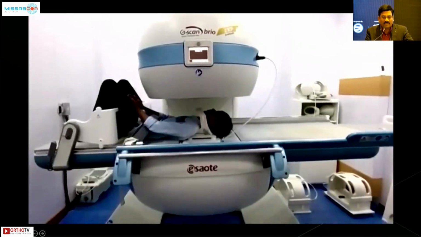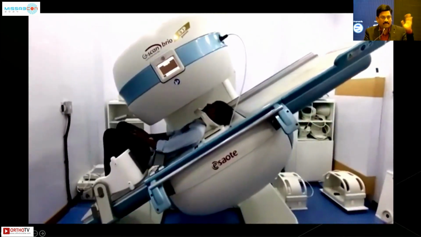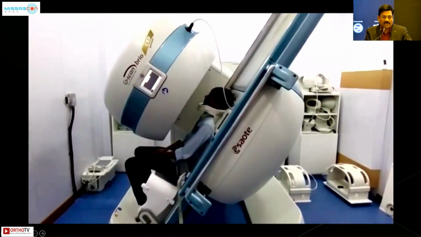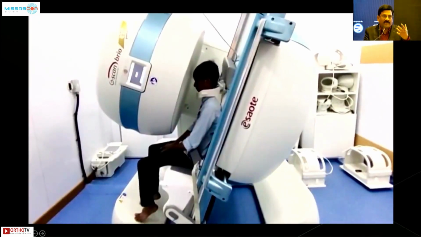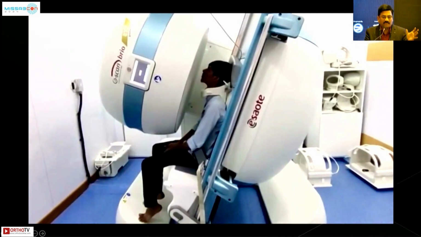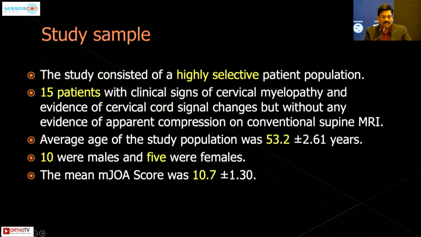So we have access to this kind of MRI where we can make the patient sit, and we can have the head loading on and ask the patient to go into flexion and extension, and we can get an MRI. The amount of head weight, which is approximately 6 to 10 kgs depending on the person, can have an axial compression loading on the spine, and that can reveal the occult compressions which are pre-existing. This is how we take it in the 3 positions.